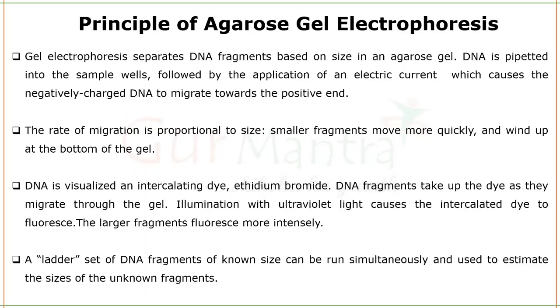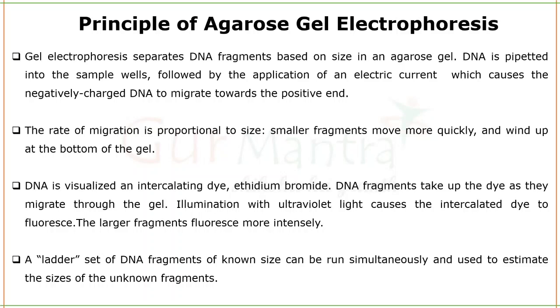So illumination with ultraviolet light causes the intercalated dye to fluoresce. So the fluorescence intensity will tell you how much DNA is present. For example, if fluorescence is more, it means it's a very large DNA fragment, and if the fluorescence is less, it means it's a small DNA fragment.